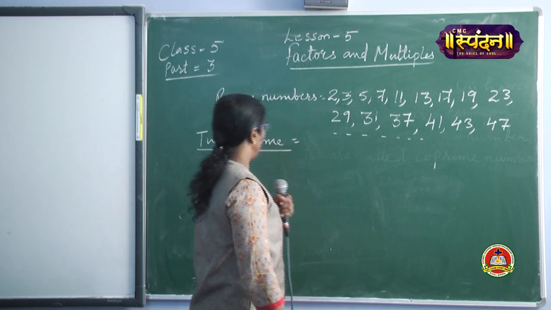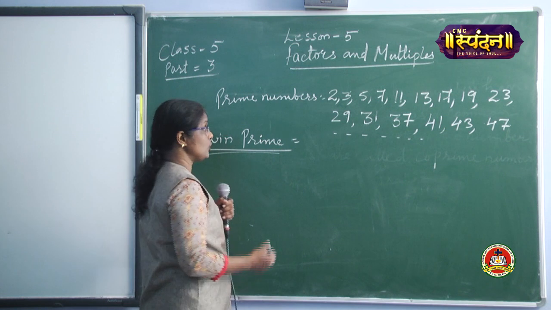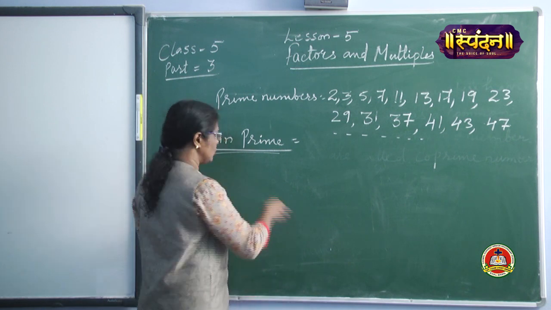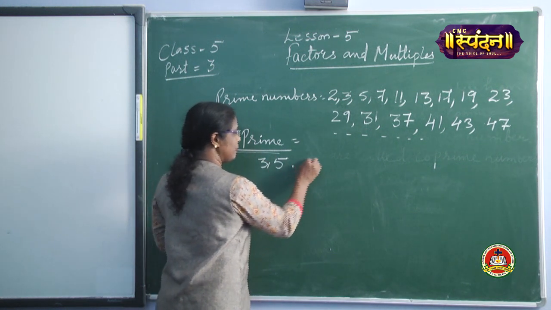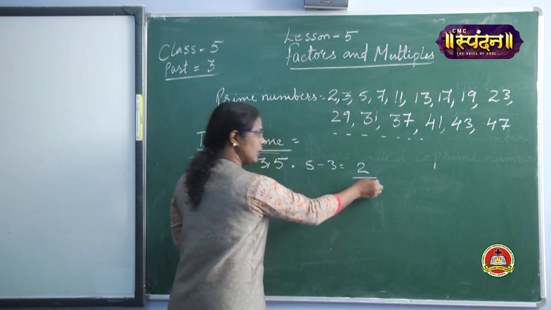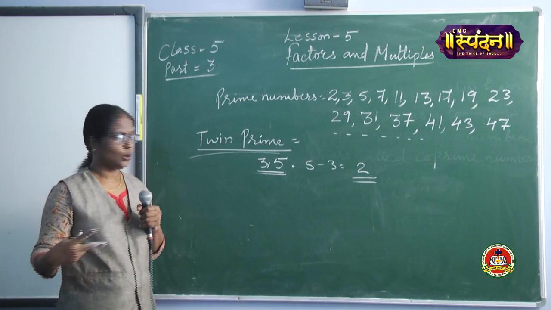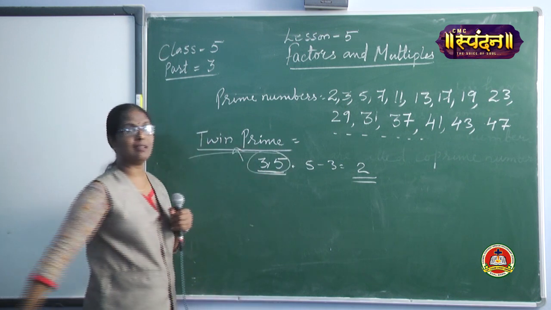Okay. Now what comes next? What is twin prime actually? The prime numbers which differ by 2. The numbers are 3 and 5. Like 5 minus 3, if you do, you get 2. That means the difference between these two prime numbers is 2. So 3 and 5, we can say that they are twin primes.